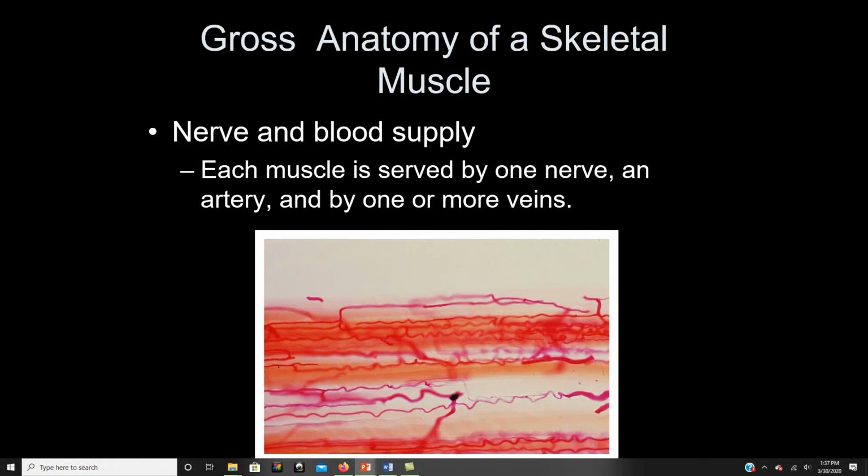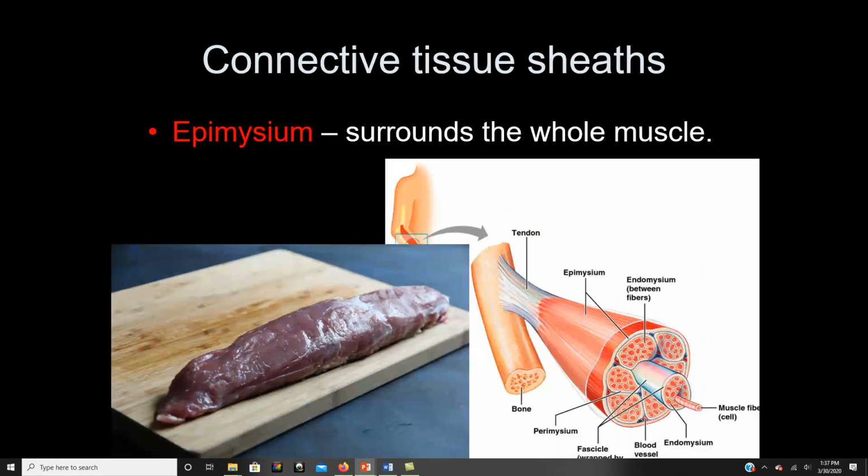Explain the nerve and blood supply to each muscle. So each skeletal muscle has a nerve that runs to it so that you can tell it when it's time to contract and when it's not. There's at least one artery that goes to it. If it's a really large muscle, it might have more. And then there's multiple veins that drain the blood from each muscle.